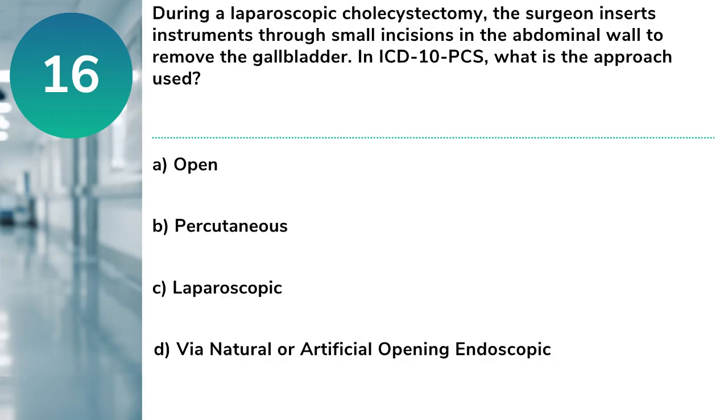Question 16. During a laparoscopic cholecystectomy, the surgeon inserts instruments through small incisions in the abdominal wall to remove the gallbladder. In ICD-10-PCS, what is the approach used? A. Open. B. Percutaneous. C. Laparoscopic. D. Via natural or artificial opening endoscopic.